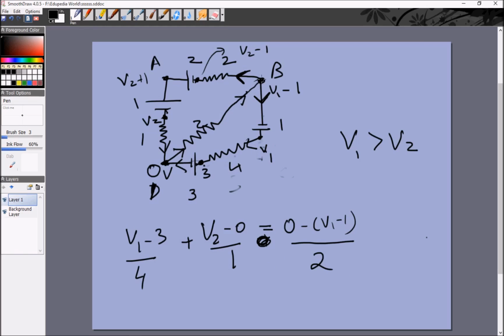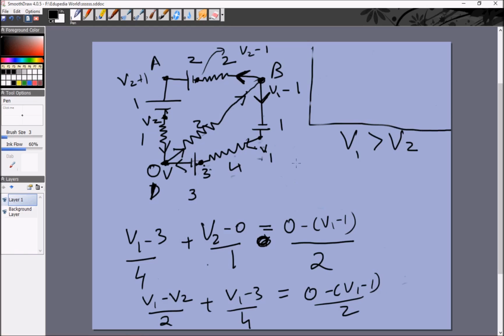What is the second equation? We'll apply it here. So in this direction, V1 minus 1 and V2 minus 1. So what we'll get is (V1 minus 1 minus (V2 minus 1)) by 2, that is (V1 minus V2) by 2, plus in this direction we'll get the same thing, (V1 minus 3) by 4, is equal to, and again here we'll get the same thing, that is 0 minus (V1 minus 1) by 2. So now we have two equations and two variables, so all we really need to do is solve it. So let's do that now.